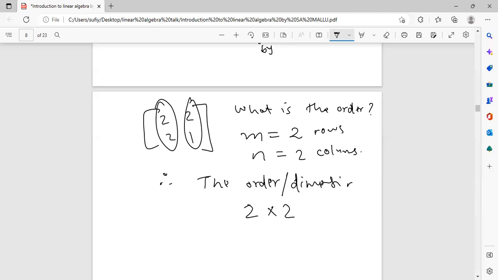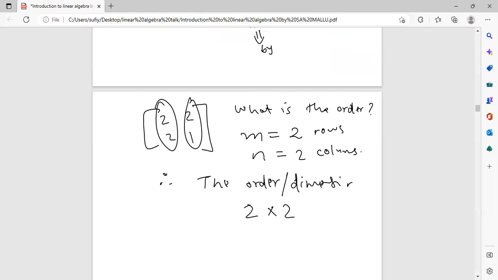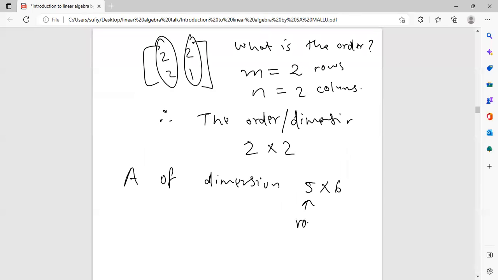So whenever someone says that you're given a matrix 2 by 2, what they're trying to emphasize is that you have 2 rows and 2 columns. If they say you are given a matrix of dimension 5 by 6, what they mean is that you have 5 rows and 6 columns. Okay, am I clear? Let's say someone said given a matrix A of dimension 5 by 6. What they mean is that in the matrix you have 5 rows and 6 columns. Am I clear? Okay, that's what we mean by our order.